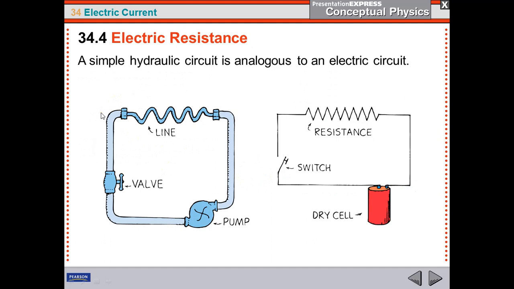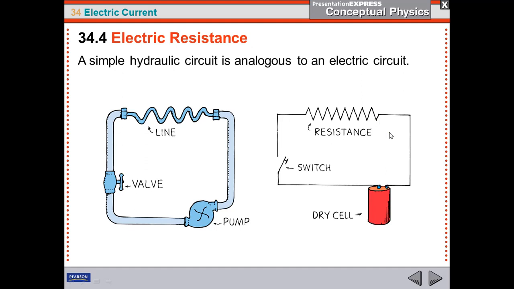You can actually understand from this figure more clearly. A simple hydraulic circuit is analogous to an electric circuit. On the left side, you can see this is a hydraulic circuit. There is a valve here, there is a pump, and you can see the pipe here. There is a zigzag bend, and obviously, when the water moves through the pipe, the water movement will be disturbed through this zigzag bend. So there is a resistance here.